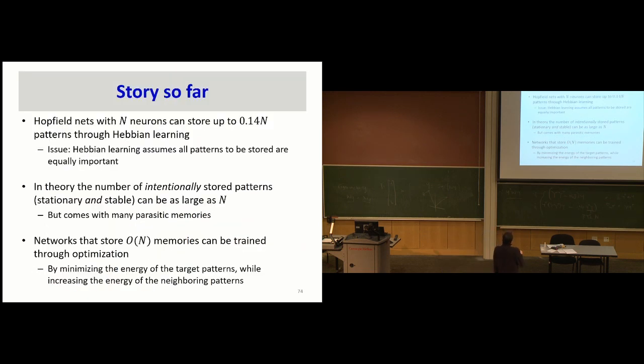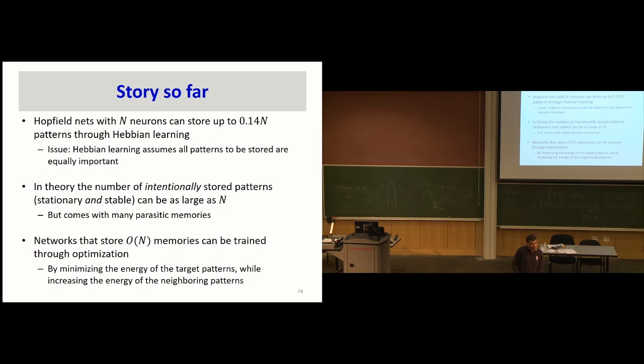So here's the story so far. Hopfield nets with n neurons can store up to 0.14n patterns using Hebbian learning, but it still causes a problem between intentionally stored patterns and parasitic patterns. So instead, we can try to create networks that store up to order n memories through optimization. And what this does is that it explicitly composes the weights of the network such that the energy of the target patterns is as small as possible, and the valley around the target patterns is as broad and is always higher than the target pattern. And this will actually give you very nice content addressable memory.